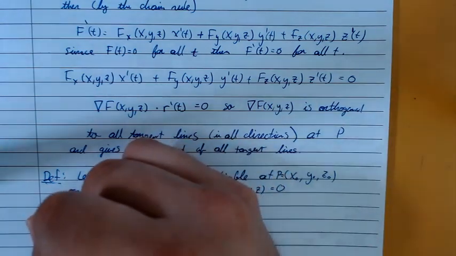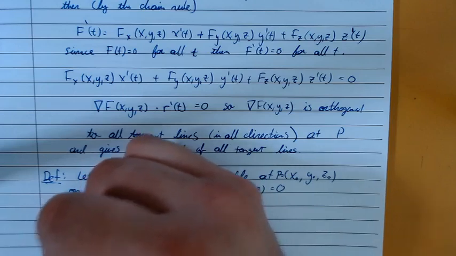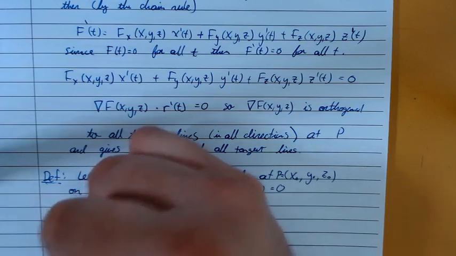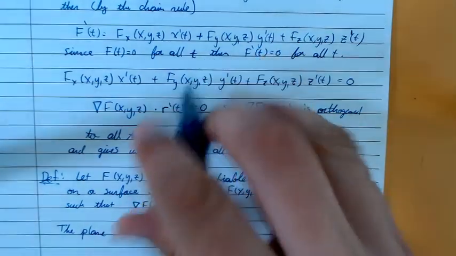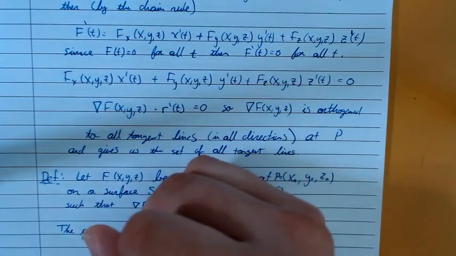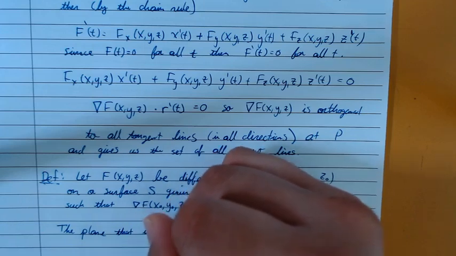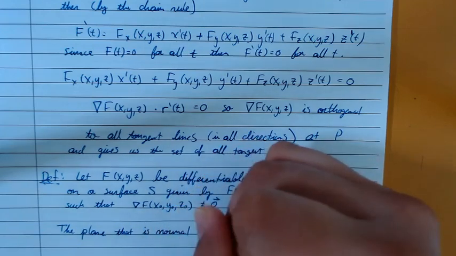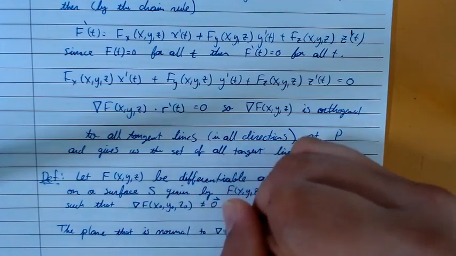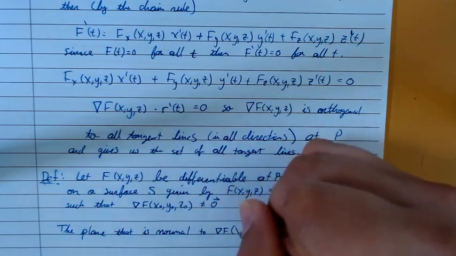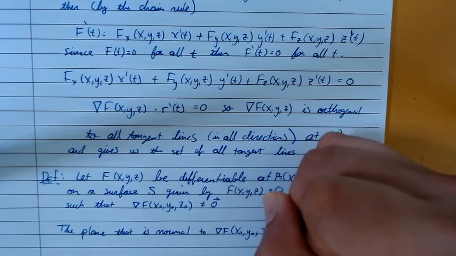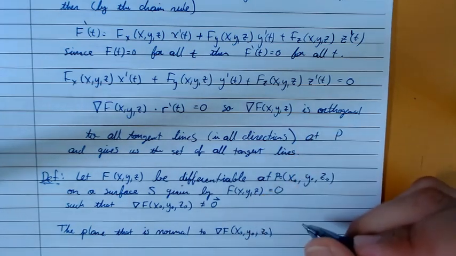Then the plane that is normal to the gradient of f at x naught, y naught, z naught is called the tangent plane.